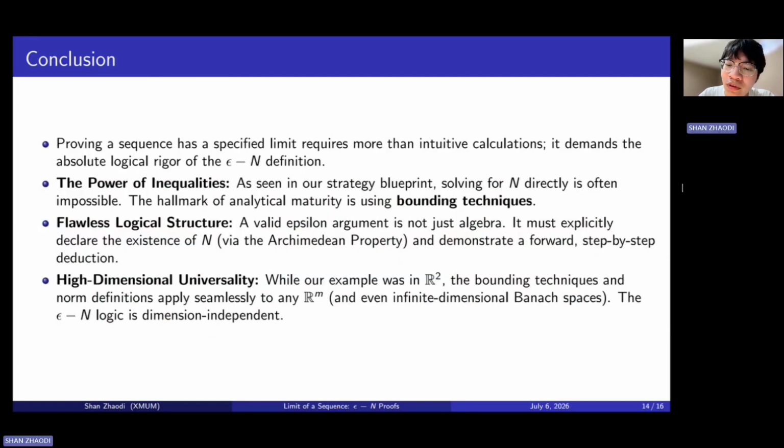To conclude, proving a sequence limit requires absolute logical rigor, not just intuition. The hallmark of analytical maturity is mastering the power of inequalities and bounding techniques. Furthermore, a valid proof must have a flawless logical structure, heavily relying on axioms like the Archimedean property. Finally, as we demonstrated, this logic is universally powerful, applying seamlessly to multidimensional spaces.